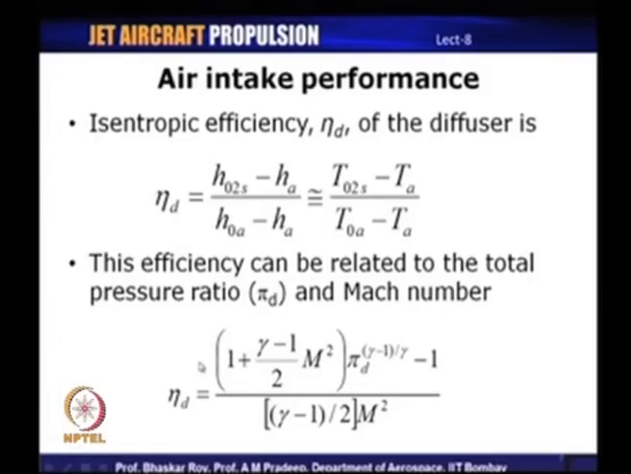If you were to simplify that, what we get is eta d, which is the diffuser efficiency, equal to 1 plus (gamma minus 1)/2 M squared multiplied by pi d, which is the stagnation pressure ratio, raised to (gamma minus 1)/gamma, minus 1, divided by (gamma minus 1)/2 M squared. Here M is the free stream Mach number. So, we can see that the diffuser efficiency can be easily expressed in terms of the flight Mach number and the stagnation pressure ratio. These are two parameters based on which we can determine the diffuser efficiency.